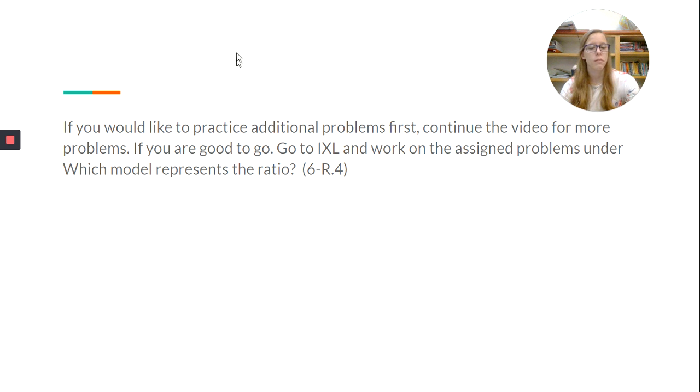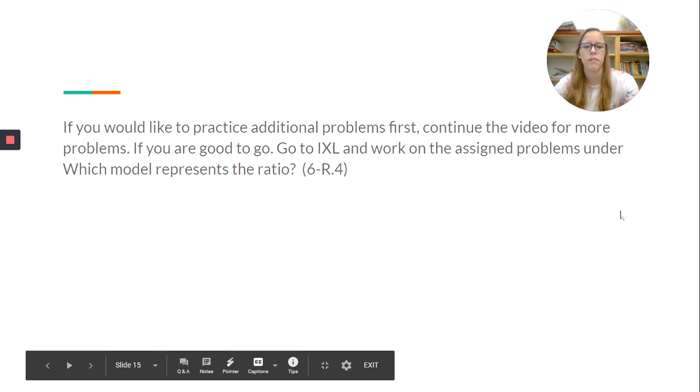So if you think you're ready to go at this point, then you can go right ahead to your assignment on IXL. If not, there are some more problems that we're going to work through. But you're going to go to IXL, and that'll be listed on your assignment on Edmodo also. You're going to go to IXL and work on the problems under which model represents the ratio. The goal is to get a SMART score of 100. And I will look at that. If you quit before that, I can also see that. So if you want more problems, let's keep going on the video.